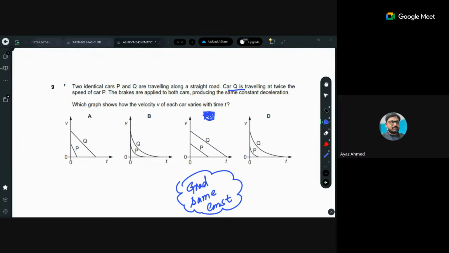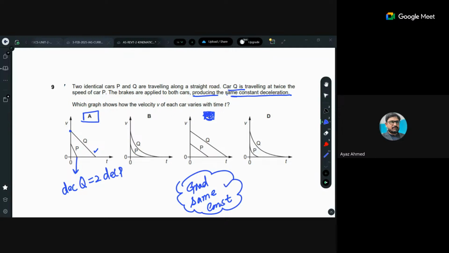Okay, wait. Maybe I have a misconception. Sorry. That one was this one. Option A was the main misconception, because when it has double the speed, then its gradient is twice that of Q. So option A means the deceleration of Q is double the deceleration of P. Is this mentioned anywhere? No. It is mentioned that they're producing the same constant deceleration.